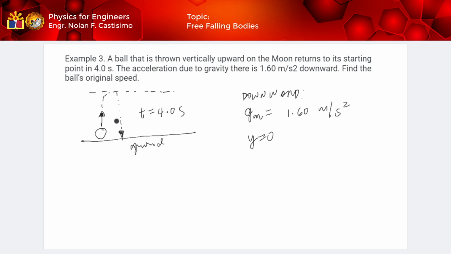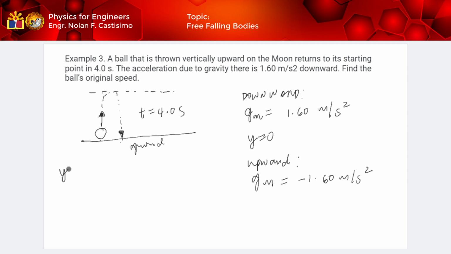Bakit naging 0? Kasi, mula dito sa baba, pataas, then bumalik sa baba. So, ano ang na-travel niya? Wala, di ba? So, bumalik siya sa 0. Buti sana kung sinabi ng problem natin ay mula dito sa baba, tapos pataas lang. Hindi na siya bumalik. Pero, ibig sabihin, pag may distance tayo, pero bumalik siya, therefore, 0 ang y natin. Diba? So, next, upward natin. Pag sinabi natin upward, ang g natin ay negative 1.6 meters per second squared. Okay?